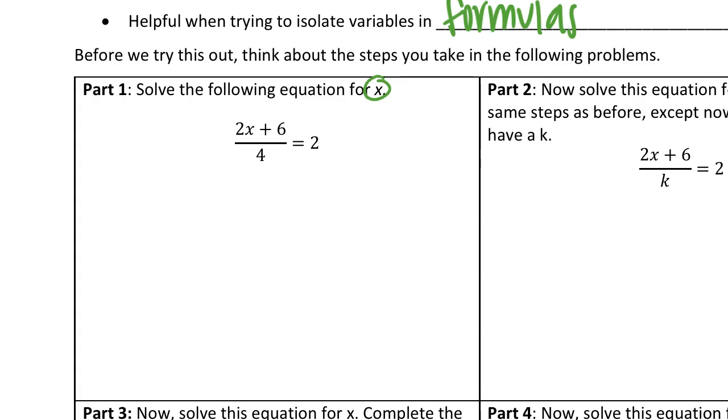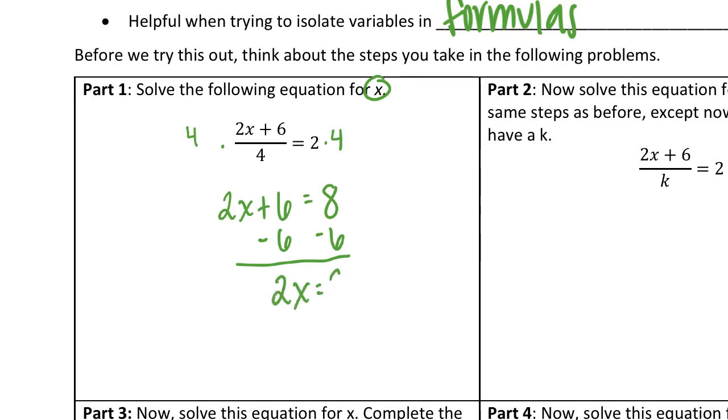So if we were going to solve for x, we would of course start on this left side, and we need to get rid of this denominator of 4. Remember that the fraction bar is just division. So we would multiply by 4, the inverse of division, on both sides. On the left side, we'd end up with 2x plus 6 equals 2 times 4, 8. If we were trying to solve for x, we would of course subtract 6. We get 2x equals 2, divide by 2, and you get x equals 1.